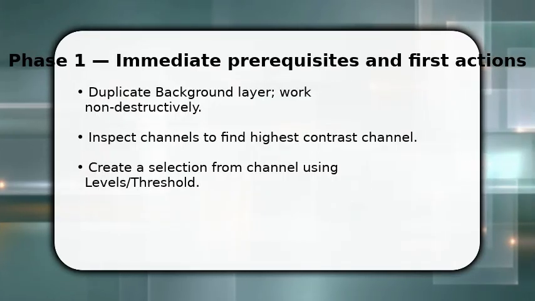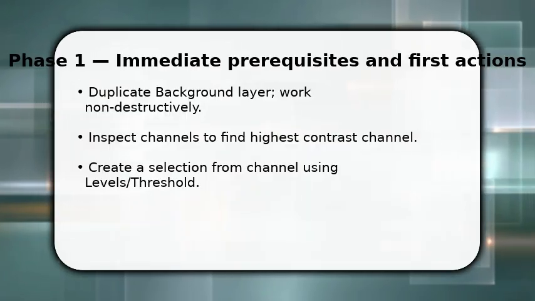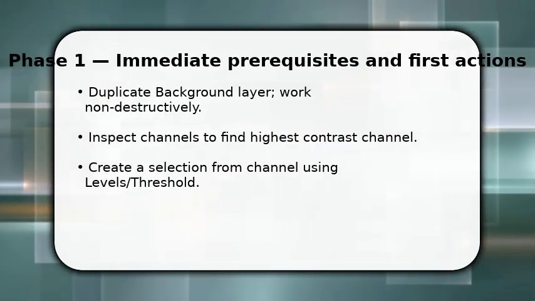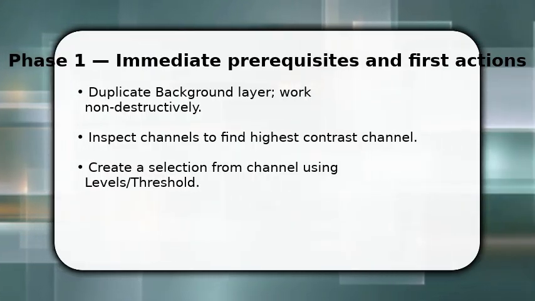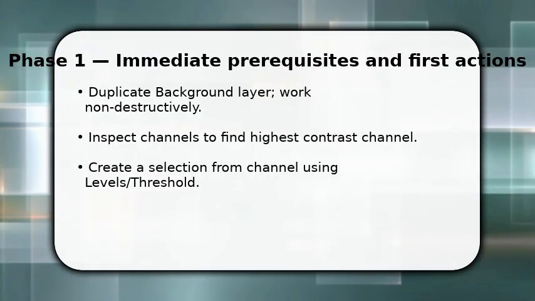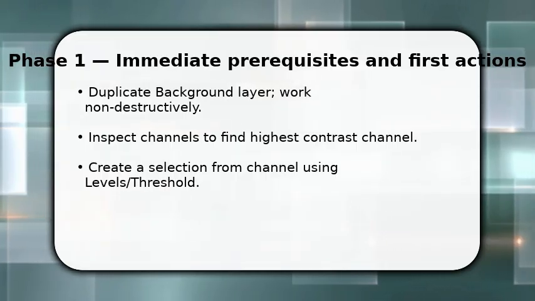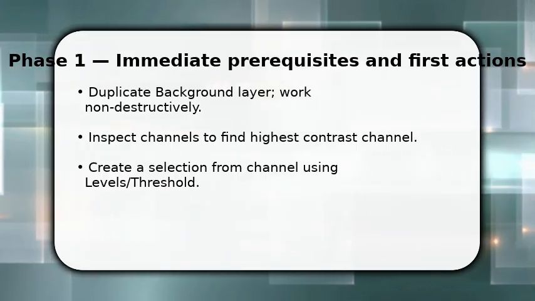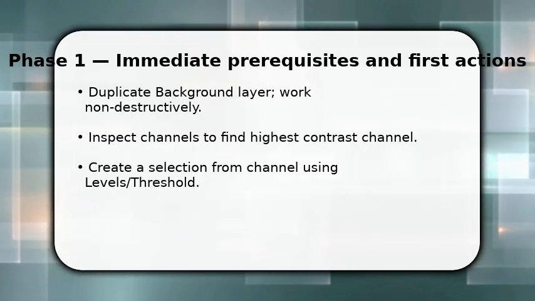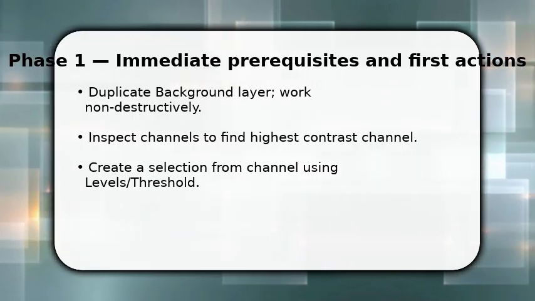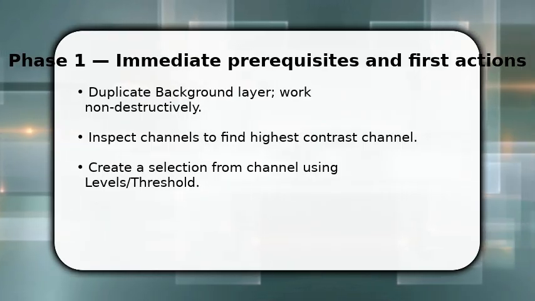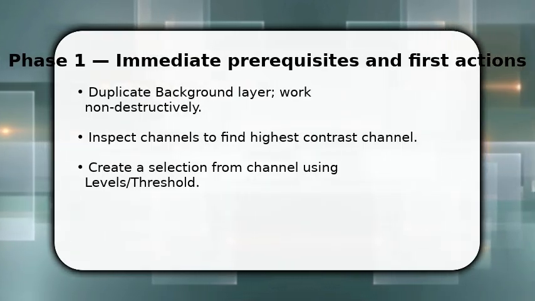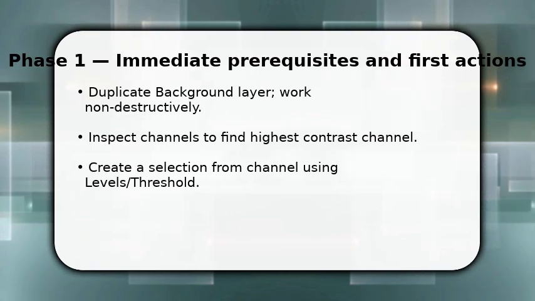You begin by duplicating the background so you never destroy pixels. Once done, open the Channels palette and look for the channel with greatest contrast between text and background. That contrast is your selection tool. Make a copy of that channel and run levels or threshold to boost separation, then load that channel as a selection. Now you have a precise text mask. Make sure to invert if you selected the background instead of the letters, and refine edges slightly.